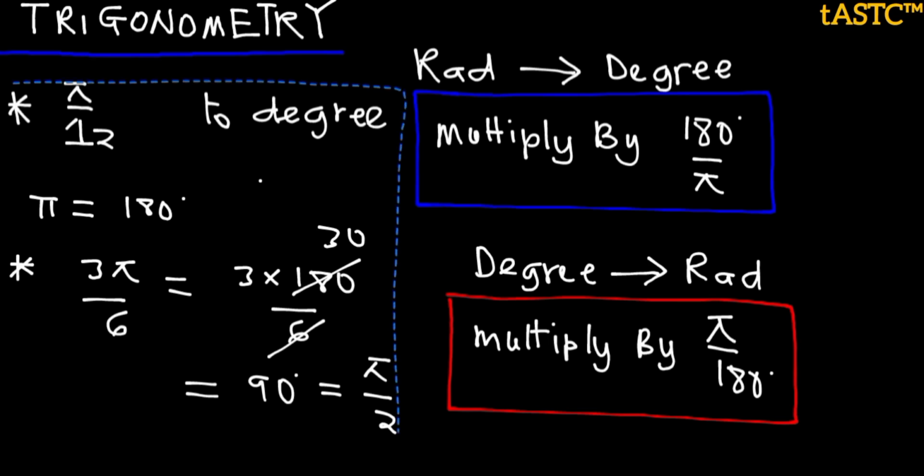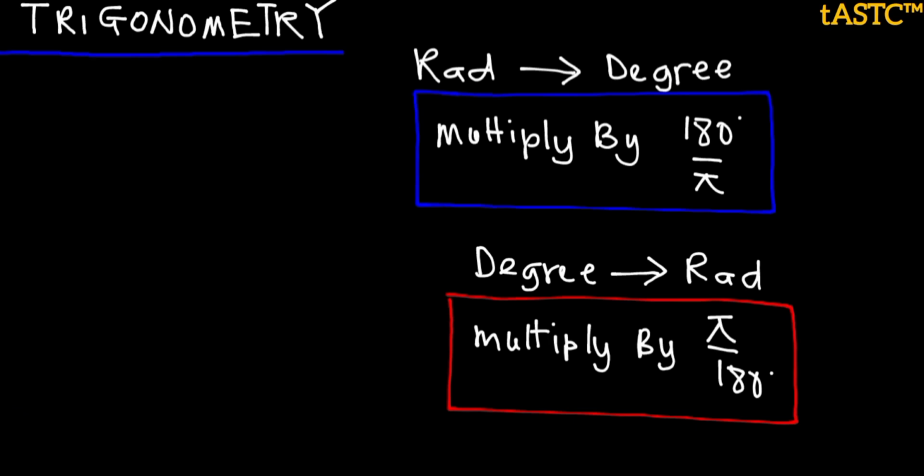Now let us go on to the other one. How can you change from degree to rad? So let us say that you have a 120 degree. You wanted to change it to rad or radian. What is going to be the equivalent?